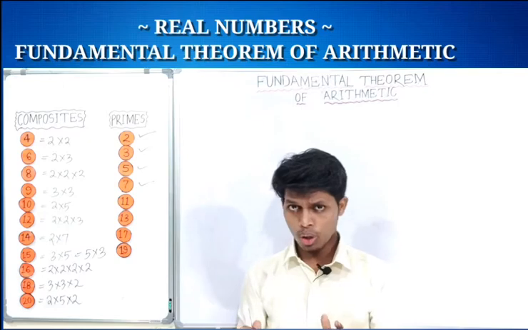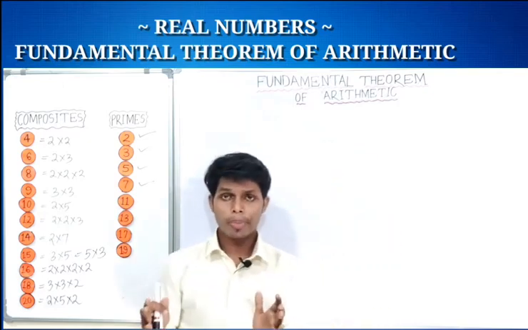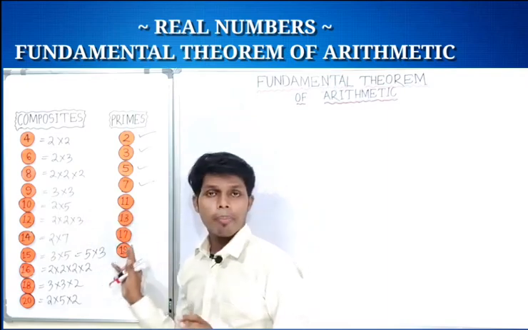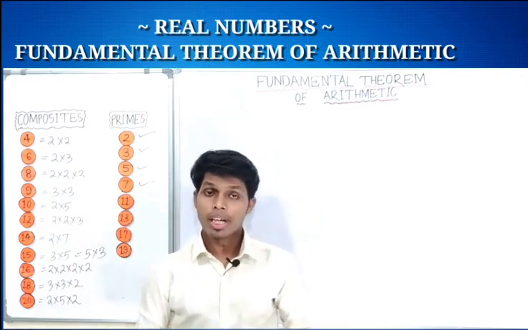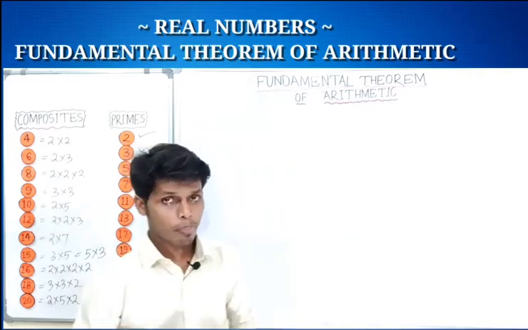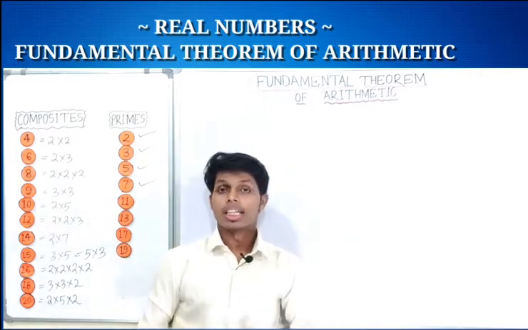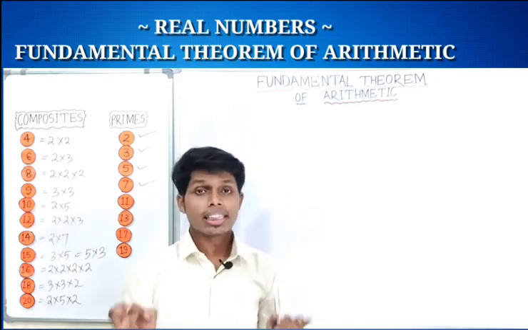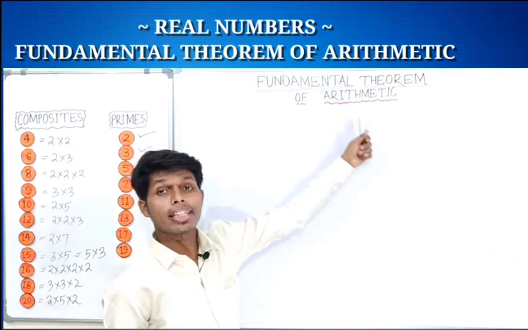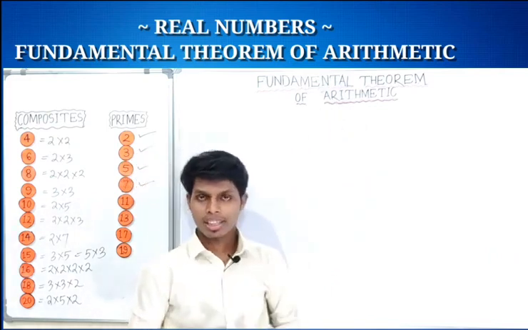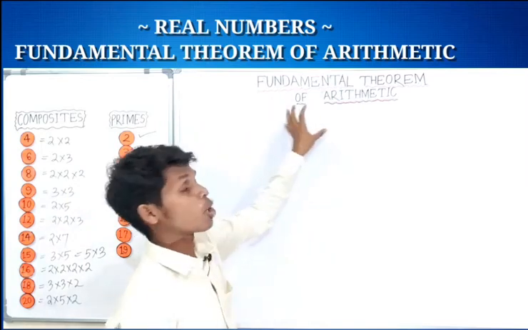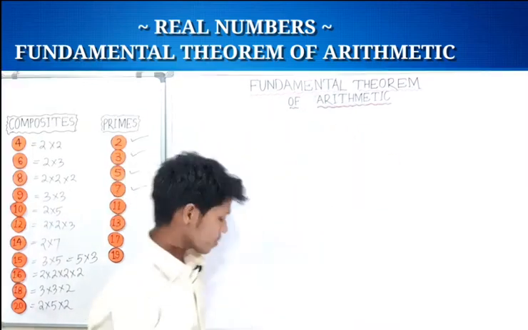Okay, so we got now that every composite number can be written by multiplying prime numbers a specific number of times, and no two composite numbers share the same combination of primes. Exactly, this is what we call the fundamental theorem of arithmetic. So now let's see what the statement of this fundamental theorem of arithmetic says.